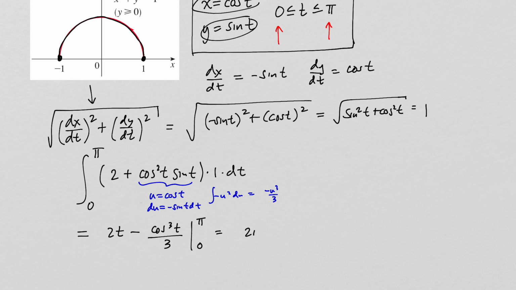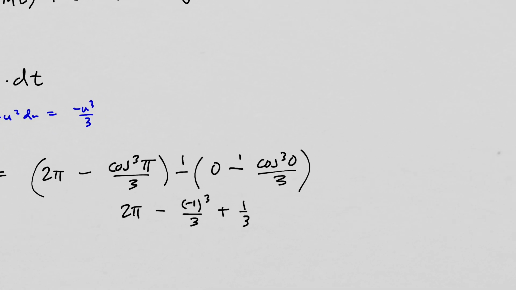And so we have 2 pi minus cosine cubed of pi divided by 3, minus 0 minus cosine cubed of 0 divided by 3. And this, of course, is 2 pi minus negative 1 to the third divided by 3. And then minus becomes plus 1/3. And finally, we have negative 1/3 here, but a negative. So that's going to be 1/3 plus 1/3 is 2/3. And so we have 2 pi plus 2/3.